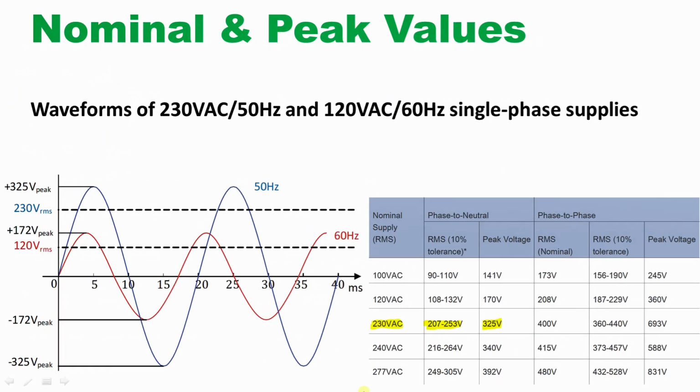So we got it clarified. Here he is saying that the nominal supply or RMS is 230 volt, and the corresponding peak value will be 325. This RMS has a tolerance. That means the 230 volt supply line has 10%, so 207 to 253 volt. The range can vary due to transmission line losses and similar factors. In a similar way, you can calculate this for 120 volt AC also.